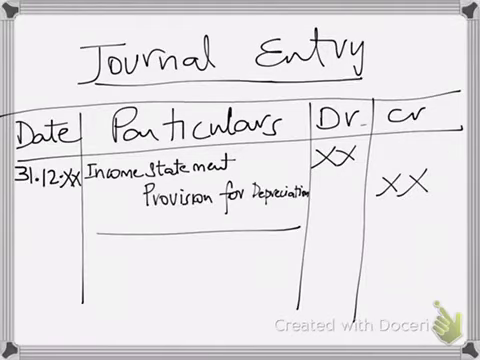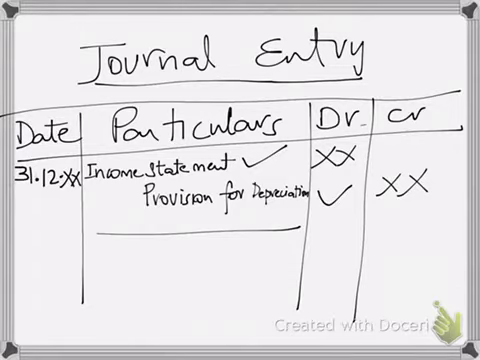So this is how you make the journal entry to record depreciation. You debit income statement and credit provision for depreciation. So provision for depreciation will always be credited whenever you want to record depreciation for any non-current asset. Why do we record provision for depreciation on the credit side? Because it results in the decrease of our non-current assets. It basically decreases the value of our non-current assets. That is why we record it on the credit side.